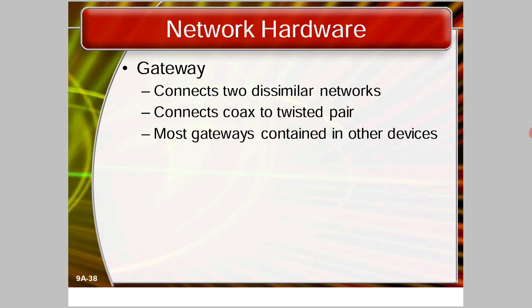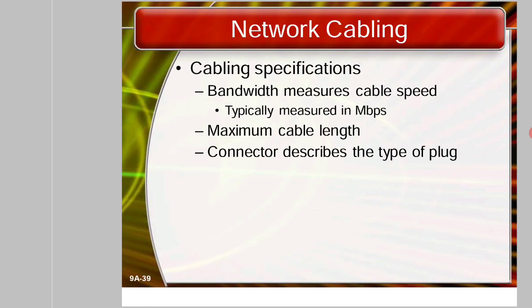So another network term we frequently use is a gateway. What is a gateway? Connects dissimilar networks and connects coaxial to twisted pairs. Most gateways contain other devices. So generally gateways are used to connect different types of networks or dissimilar networks. Generally they are used to connect coaxial cable to twisted wire cables. Most gateways are contained in other devices.